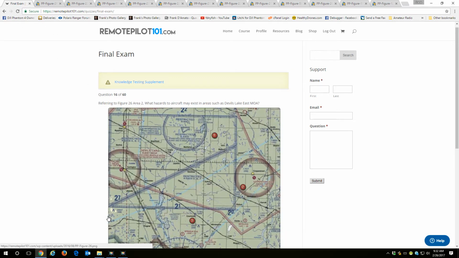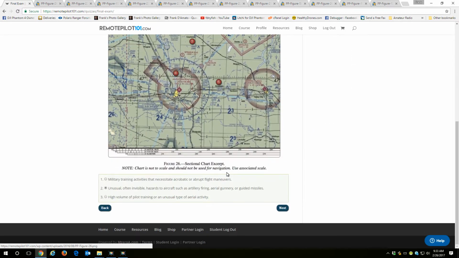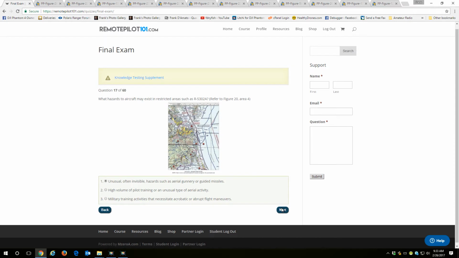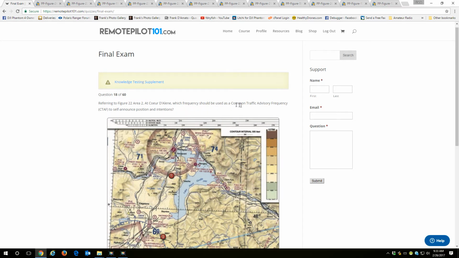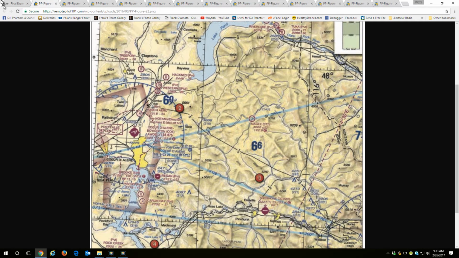Oh, wait a second. Airspace restricted. Now this one is acrobatic, restricted flying. This one, invisible hazards. Which frequencies? Common traffic, 122.8.